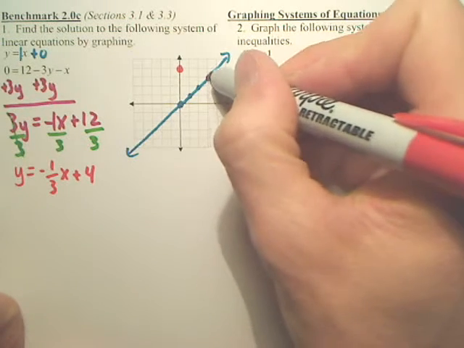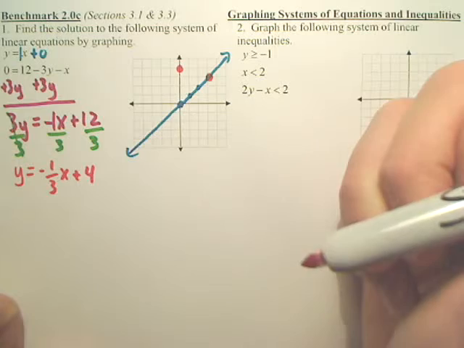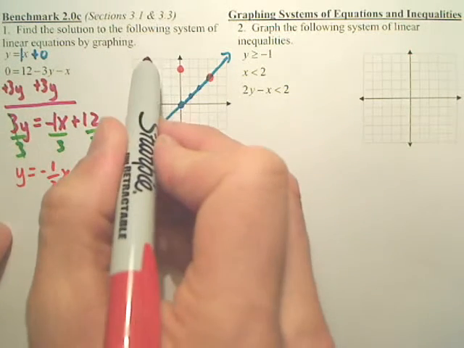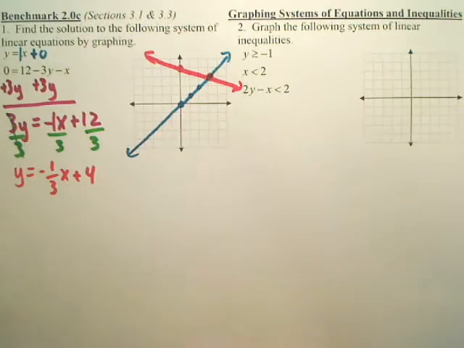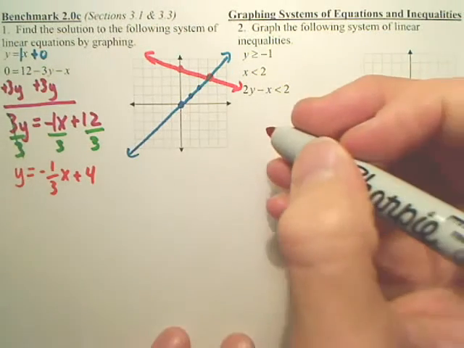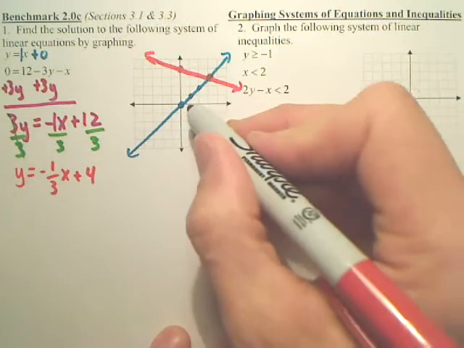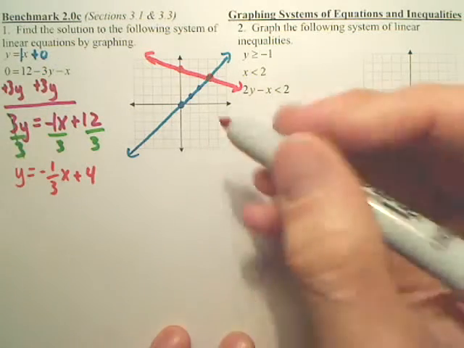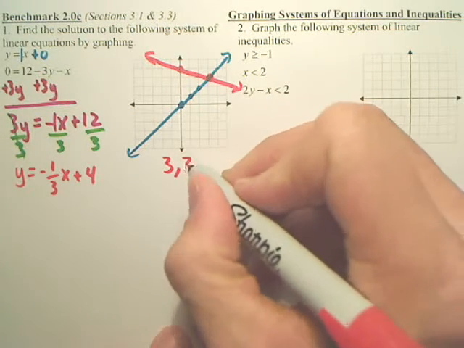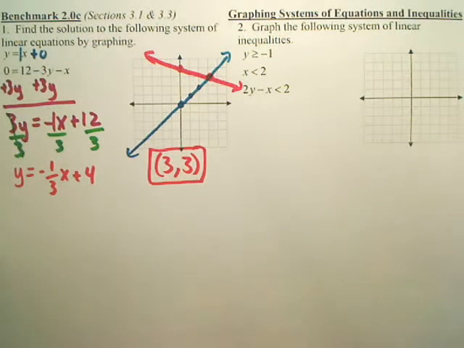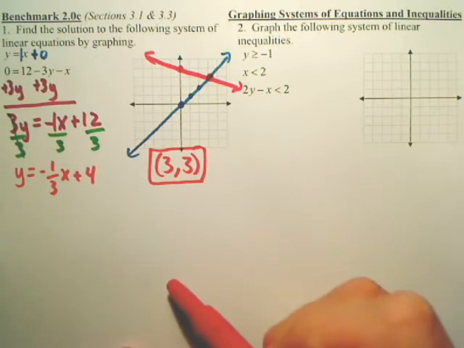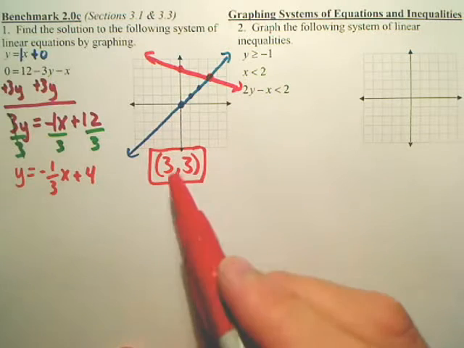So down 1 over 3, oh, I got a nice little hit. Make my line. And where does it hit? That looks like over 3 up 3. Is that right? Make sure you put the coordinate where it hits. That is the solution. The coordinate where these two graphs hit is at 3, 3.